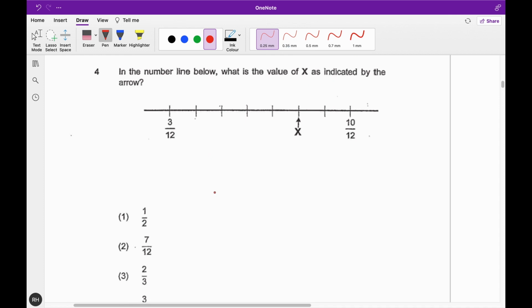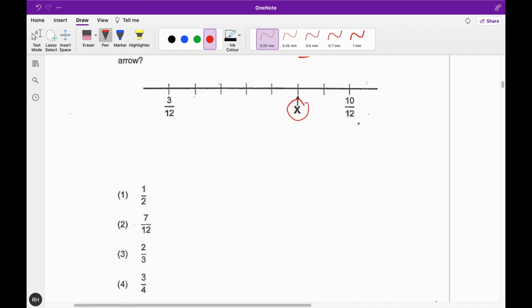In the number line below, what is the value of x as indicated by the arrow? So we want to find this arrow over here. Alright, so the first thing that we want to do is to find what is this spacing or the difference from one line to the other line. So what we can do is to use the bigger fraction minus the smaller fraction. Okay, so we take the end minus the start. So 10 out of 12 minus 3 out of 12. 10 minus 3, we have 7 out of 12.